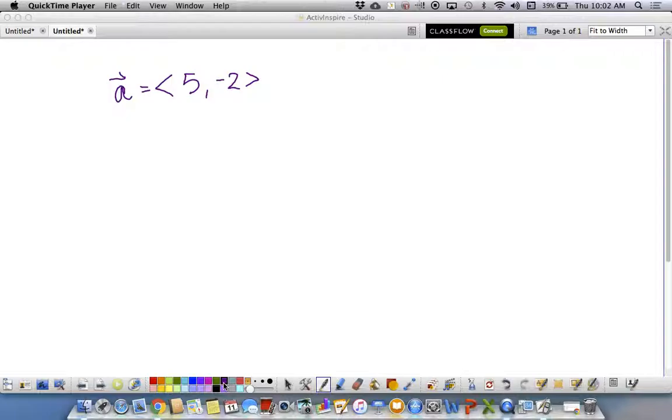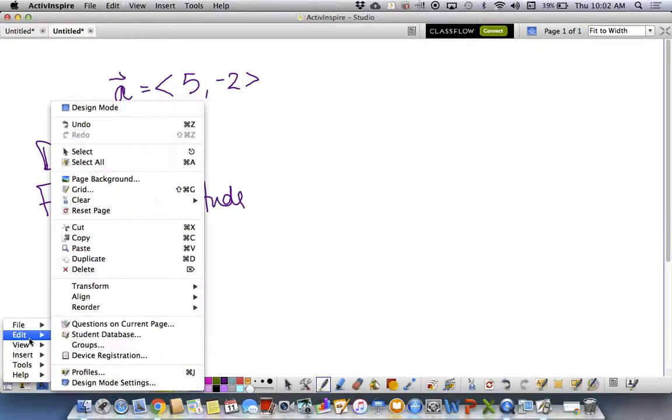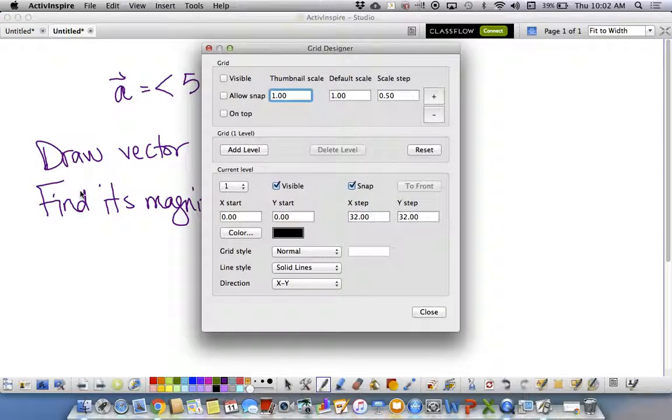Go. Find the vector and magnitude. Okay. Draw the vector. If you have grid paper, it works out nicer.